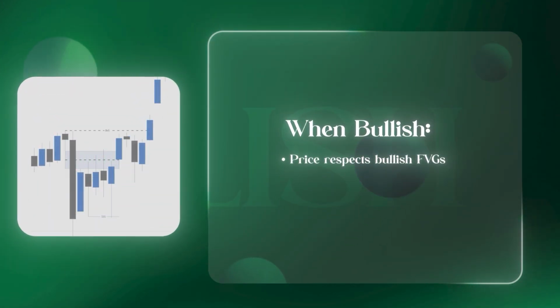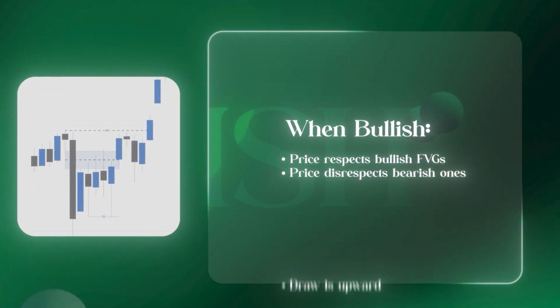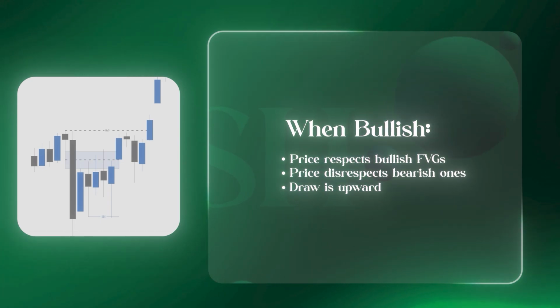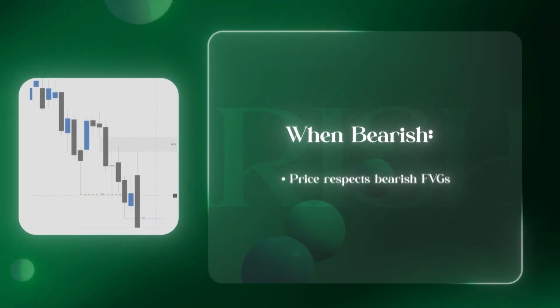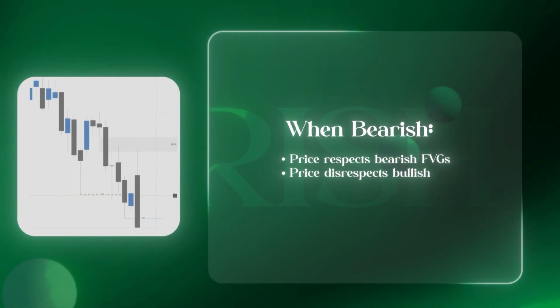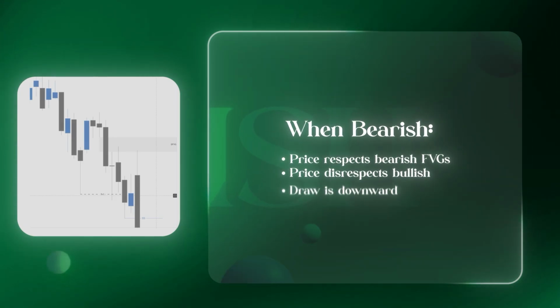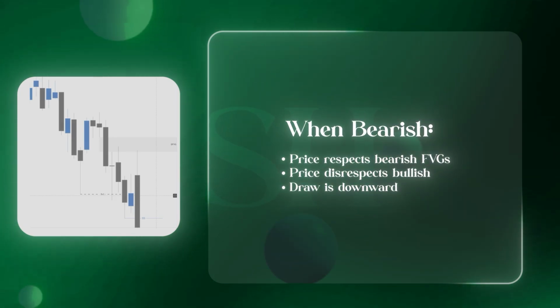When bullish, price respects bullish fair value gaps and disrespects bearish levels. And the daily draw will tend to be upward. Price will be looking like it wants to target higher prices. When bearish, price respects bearish fair value gaps or bearish levels and disrespects any bullish fair value gap or bullish levels. This will cause the draw to go downwards and target lower prices.